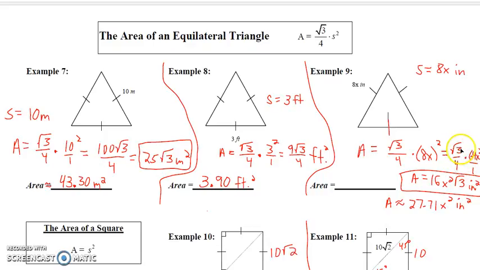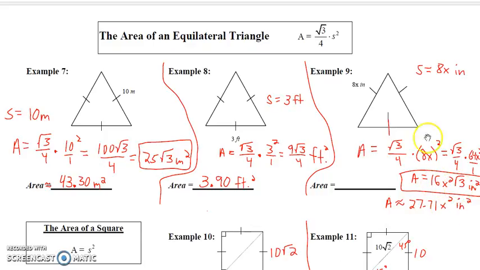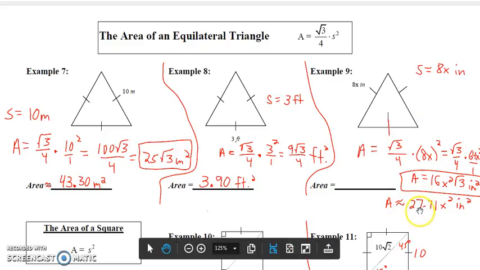If I multiply across, I would just put the root 3 next to the x squared, right? And then 64 is divisible by 4. So that's where I got this number. Now you need to leave this x squared in your answer. So again, if you were doing decimals, you would just type 16 root 3, enter, into your calculator, and get that decimal, which is right here, and you put that next to the x squared.